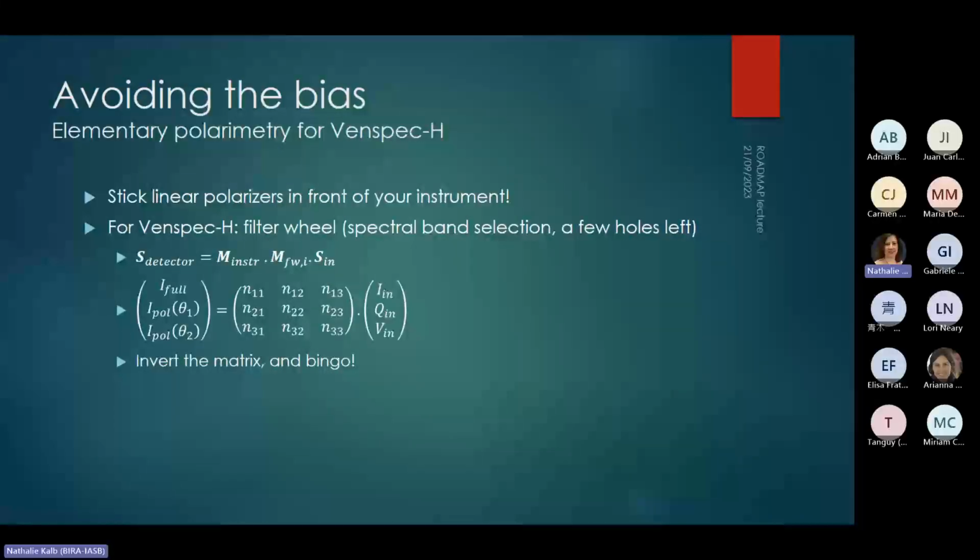To avoid the bias for the Venus package, we have found a way. The Venus package has a filter wheel mainly for spectral band selection, but there are a few holes left, and we decided to use a few polarization filters. Then we have devised a method: you take the full intensity, you measure the polarization in one direction, you measure the polarization in the second direction, and you invert the matrix, and okay, you have it. And then there is no bias, of course.